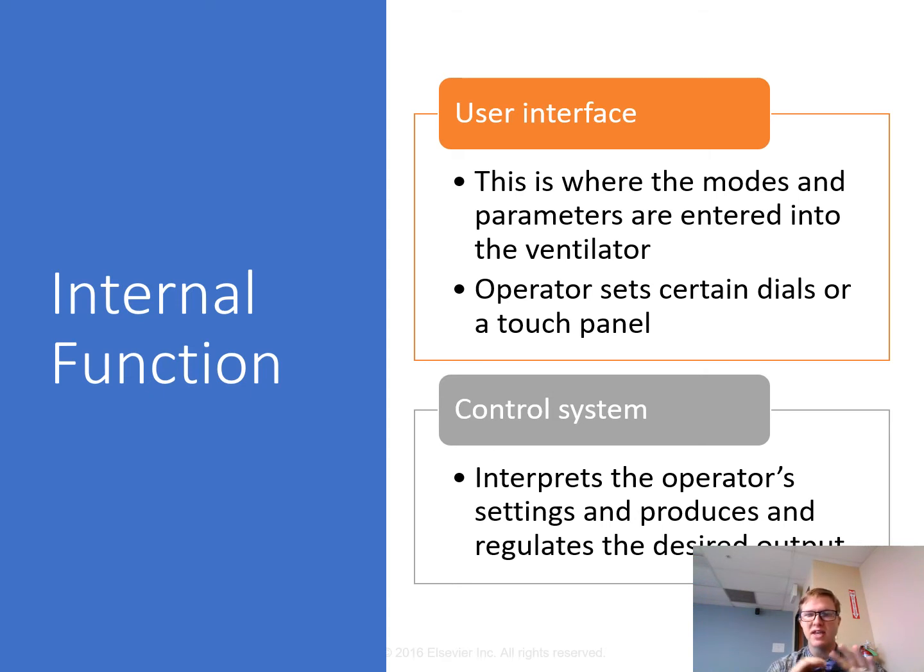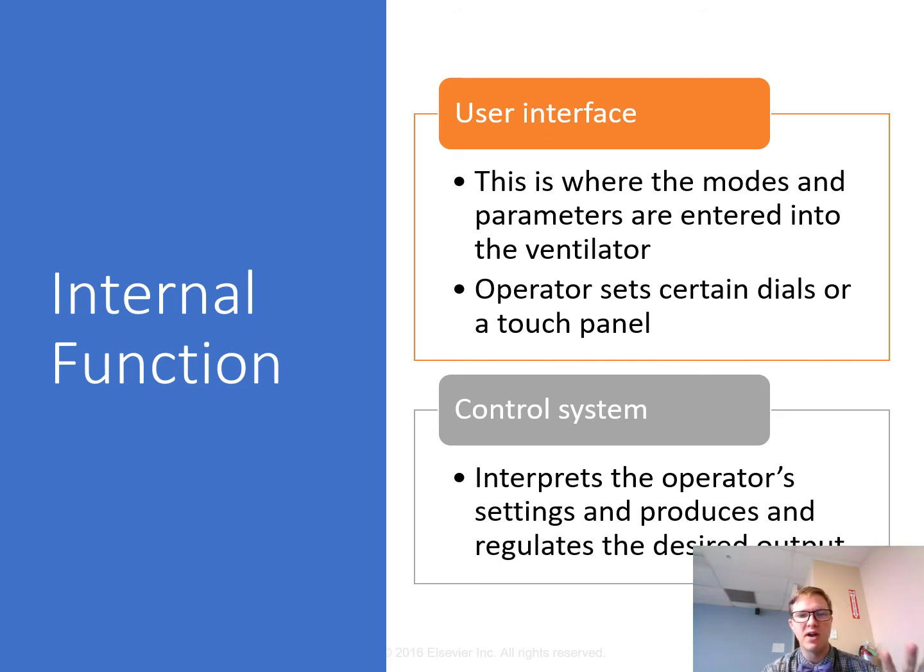So we use that user interface to establish the pressure pattern of the gas flow delivered by the machine, so we can deliver it in different ways and different patterns to the patient depending on what's going on with their breathing characteristics. Inside the system, we're going to have a bunch of different settings that help regulate the desired output as well. So the touch panel is going to be the user interface. The control system is what's inside that interprets your settings and produces that output.